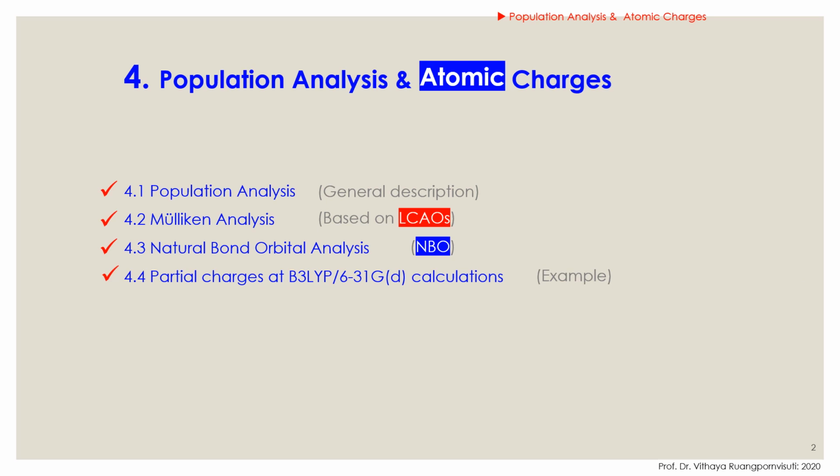The last topic is the example to evaluate partial charges using the DFT calculation at B3LYP/6-31G, the level of theory.